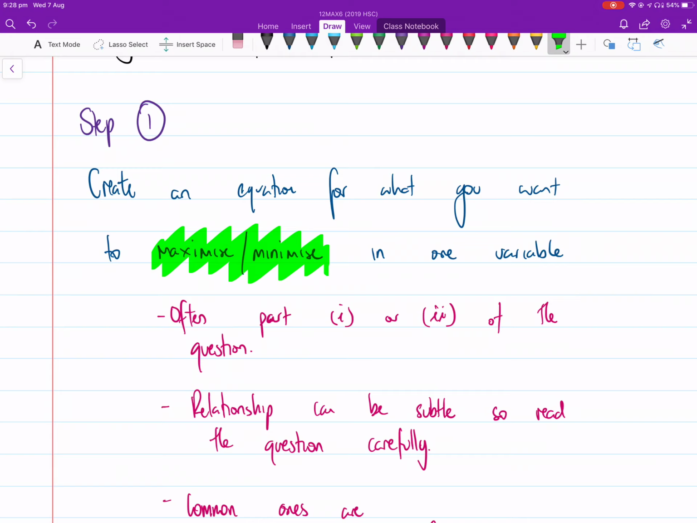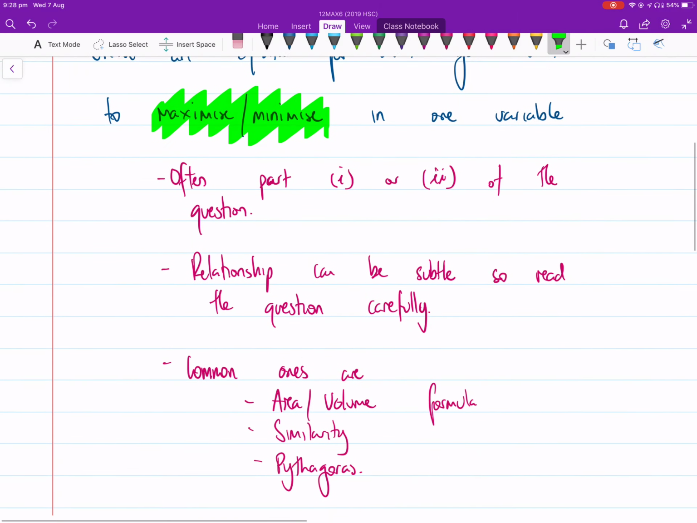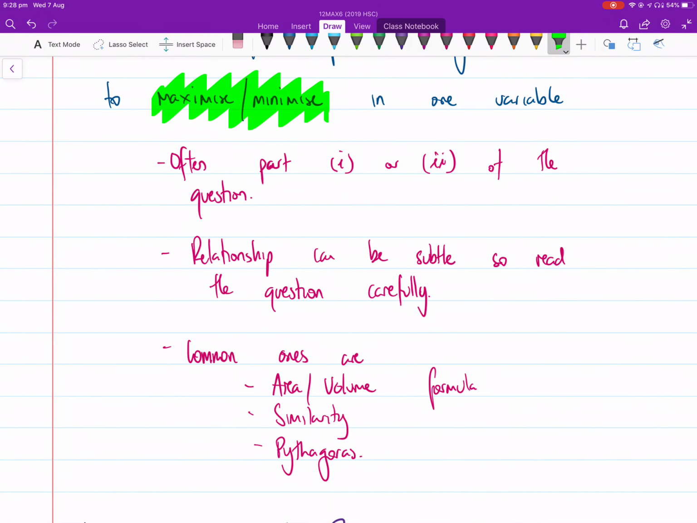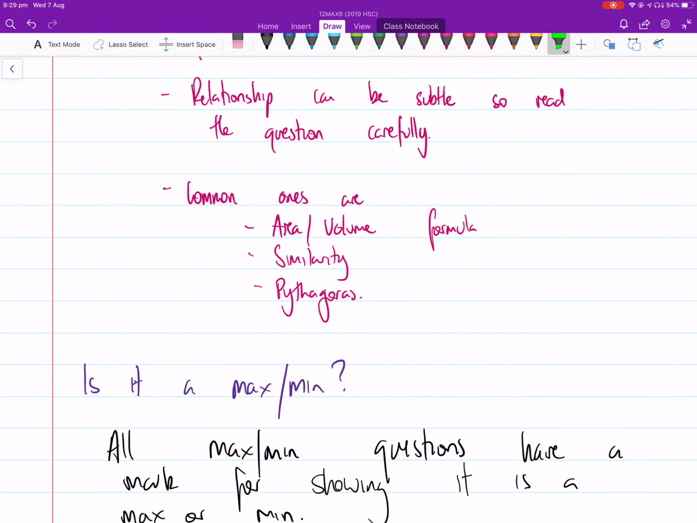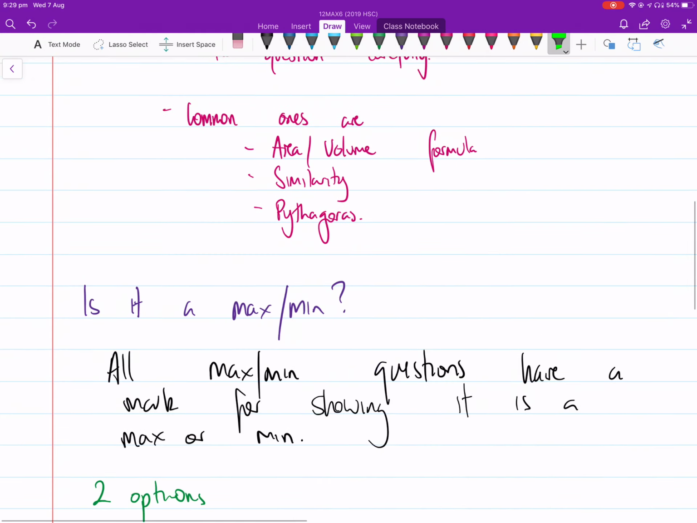So you need to find a way of eliminating one of them so that you can differentiate in terms of that one variable. So I've written it just here. The relationships can sometimes be subtle, so you've got to really carefully read the question. Sometimes they give you that relationship, but not explicitly, so be really careful there. And the three most common ones are the area and volume formulas. They give you similarity, which can be one of the harder ones, and Pythagoras, which comes up every now and then. It tends to be fairly obvious, but is a good one to remember.